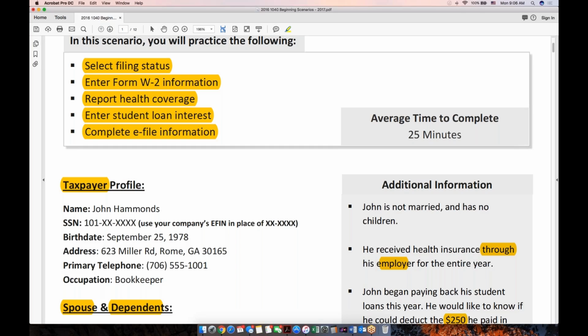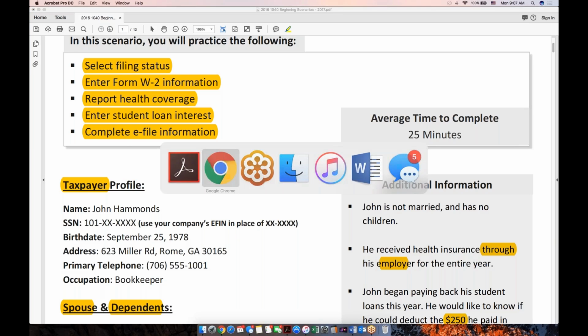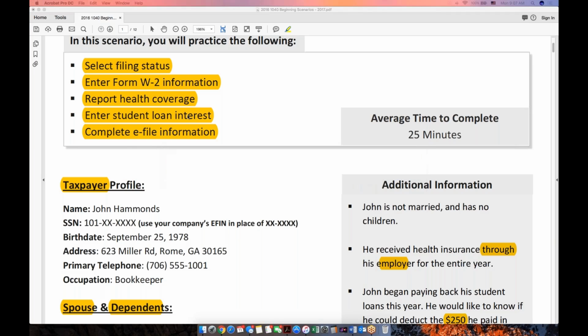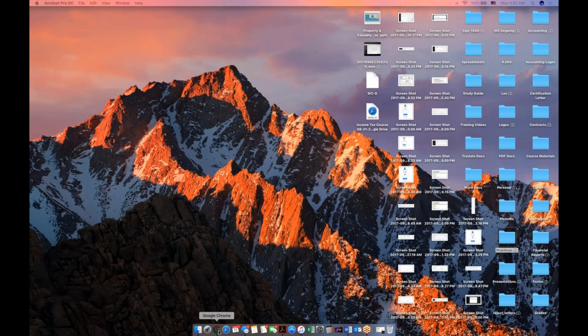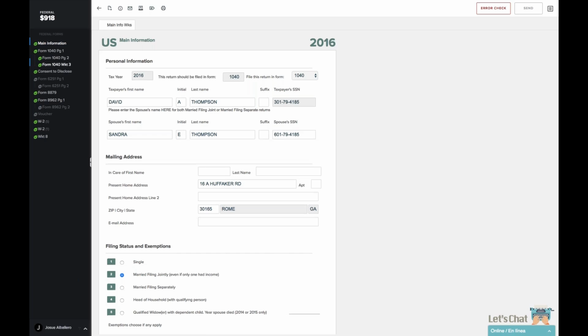Because otherwise you're going to find yourself in a situation where you wonder, what forms do I need to fill out? Really, the only forms you need to enter in the system are the forms that the customer is giving you, and then the forms you have to fill out are forms that the system is going to provide for you. I'll give you an idea. Look at this customer. This customer came with 2 W-2s. That's it. Those were the only forms he came with.